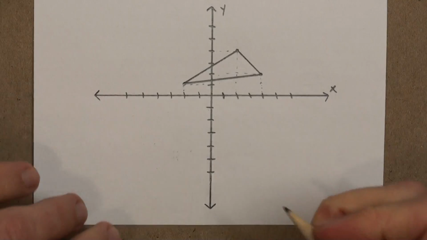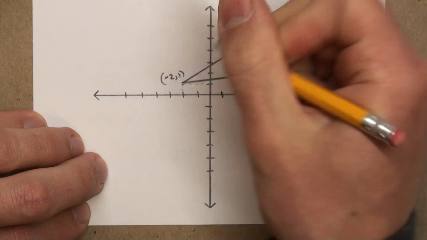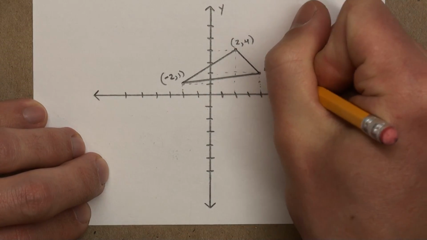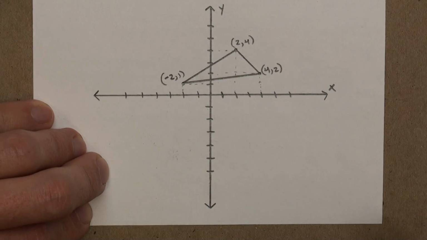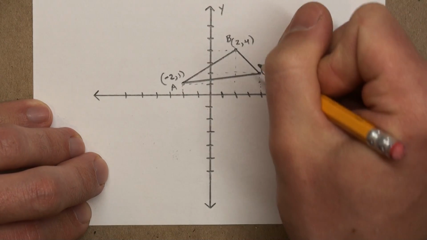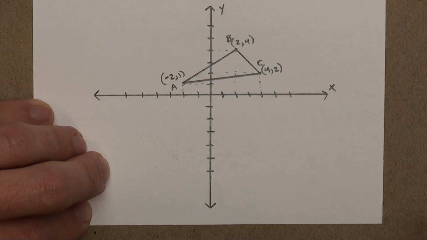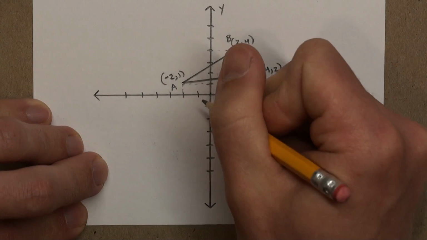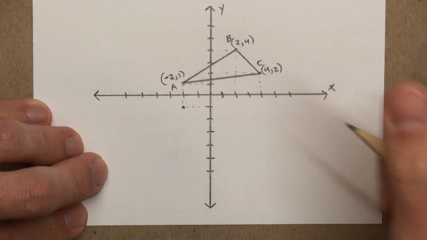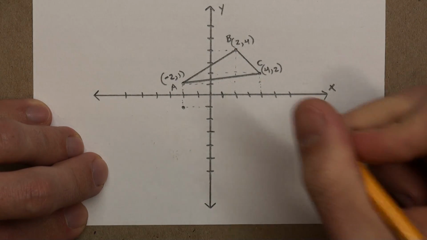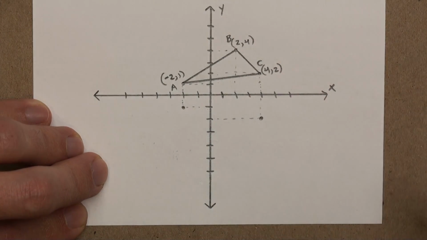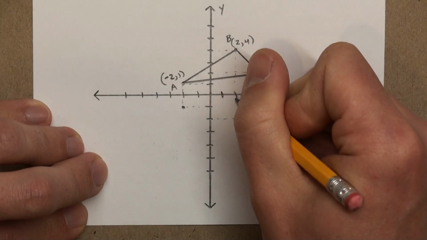Alright, so this is negative 2 comma 1, 2, 4, 4, 2. And let's say this is A, B, C. Alright, if we reflect that in the x-axis, then we would get negative 2, negative 1. And 4, negative 2. And 2, negative 4.